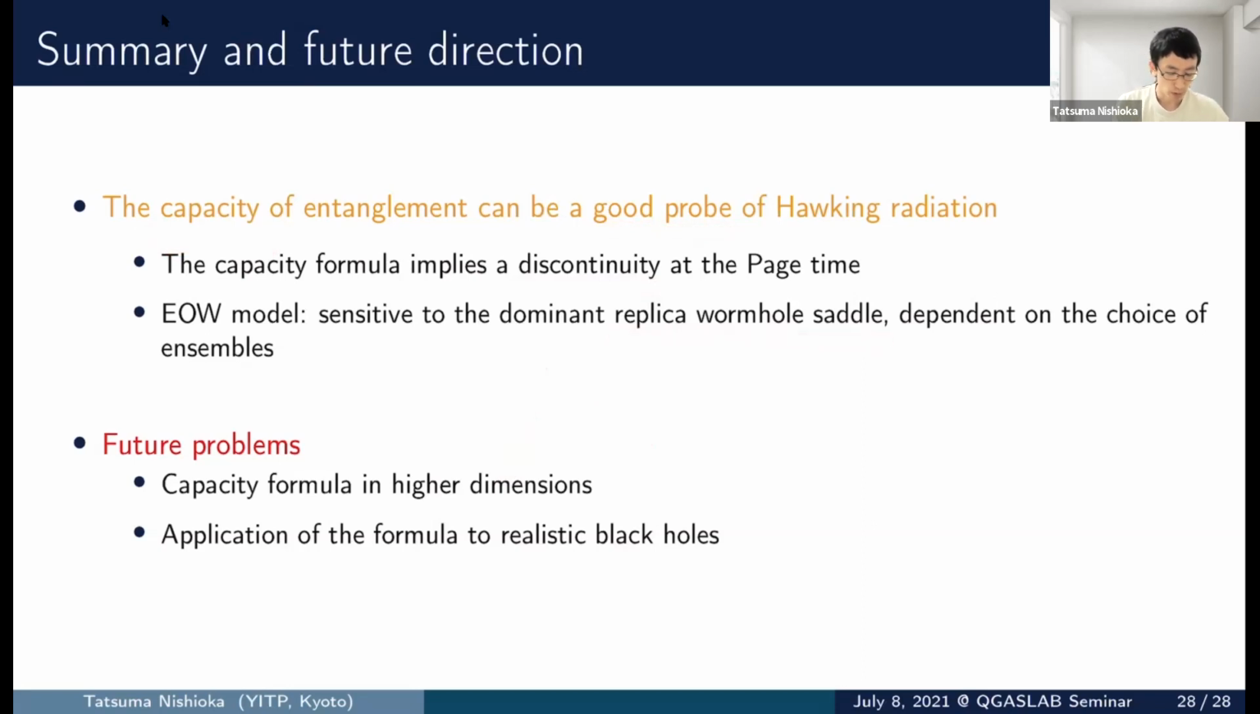As a future problem, we don't know how to derive a similar capacity formula in higher dimensions or in a more general setup, including, say, higher derivative contributions. Also, unfortunately, we cannot apply our formula to more realistic black holes. We studied several examples, but our formula is very hard to use because we have a derivative of the dilaton with respect to n, and calculating this requires knowing the replica geometry. So we hope to apply our formula to more realistic black holes to see if our speculation is correct in general. This is the end of my talk. Thank you very much.